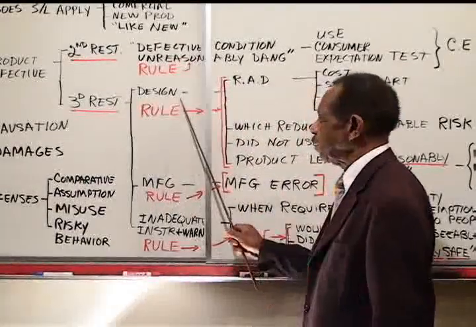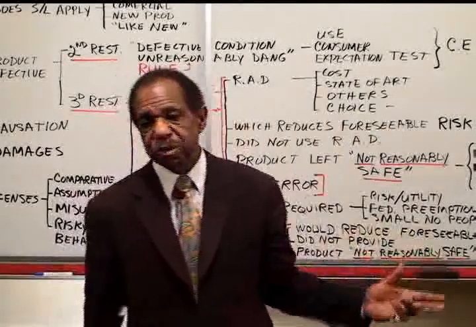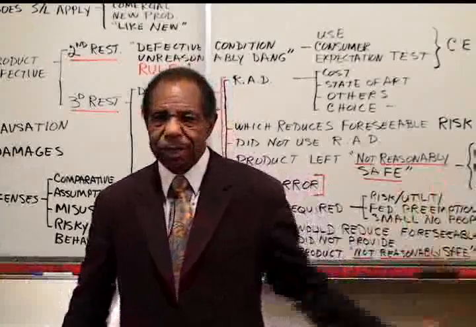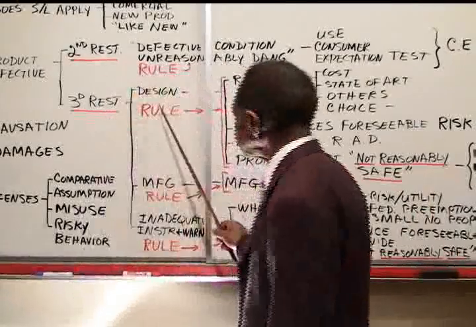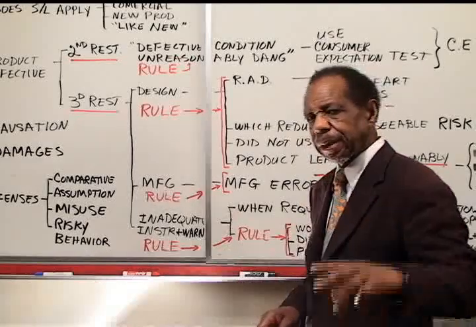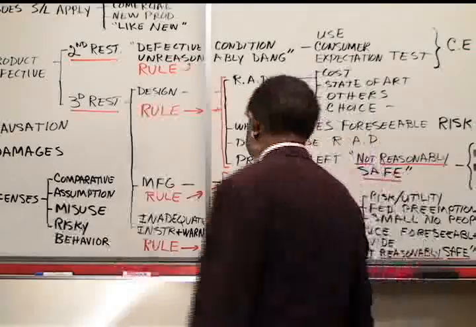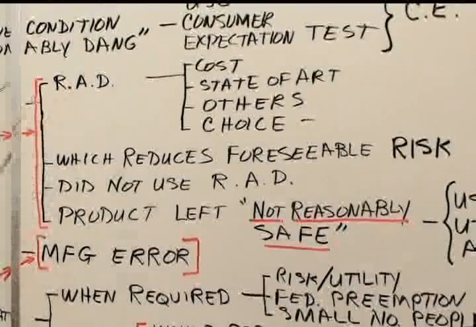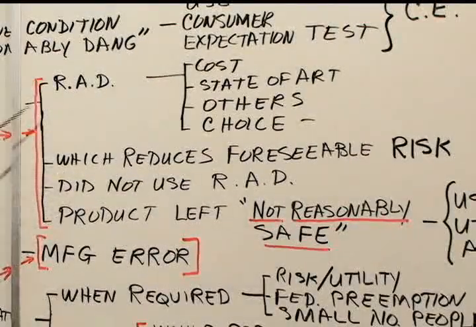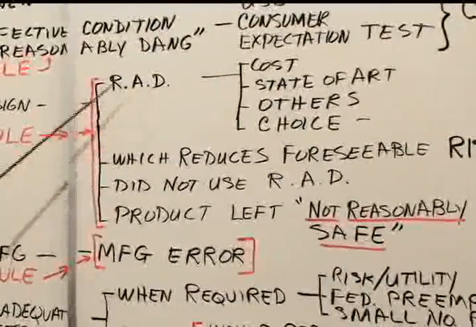But we're talking about a defect in design, where the product came off the assembly line just the way it was supposed to. It's just that the way it was supposed to is too dangerous. So how do you decide if the product that came off the assembly line is defective because of the design? Here are the components of that rule. There are 4 parts to it, 1, 2, 3, 4. Part 1, is there a reasonable alternative design?